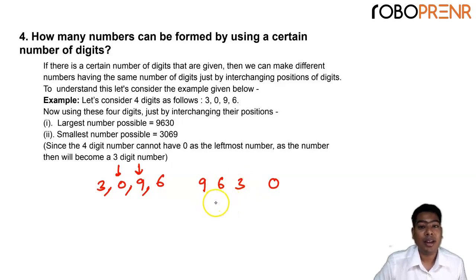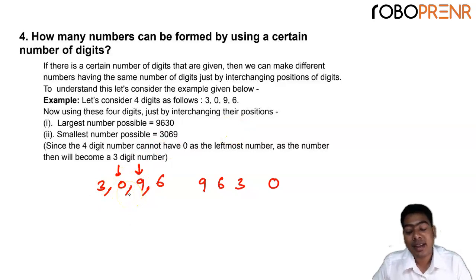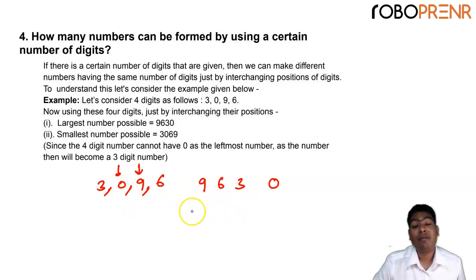Thus we got the answer 9630, the largest number that can be formed by arranging the digits of 3096. So now let's find the smallest number. Let's take the same example, 3096. In this case we will leave 0 because if we put 0 in front of the number, that will not be a 4-digit number, that will be treated as a 3-digit number.